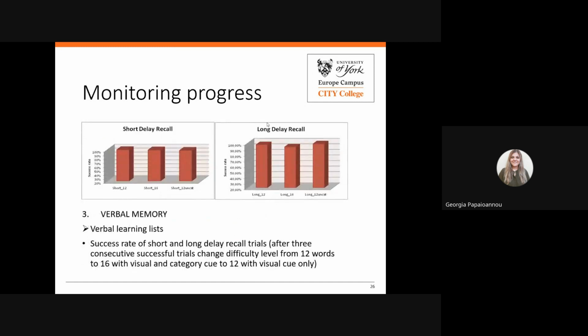For verbal memory, we have the verbal learning lists. We had a success rate of short and long delay recall trials after 3 consecutive successful trials. We changed the difficulty level from 12 words to 16 with visual and category cues, and then we switched back to 12 with only visual cues. And we can see again here the gradual improvement.